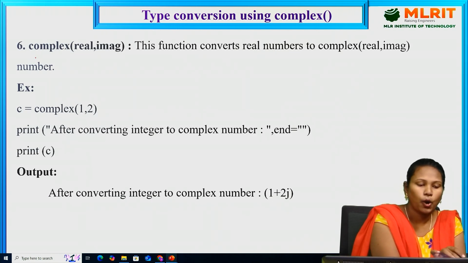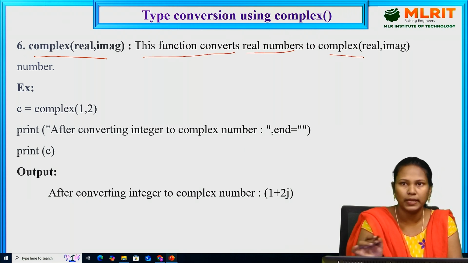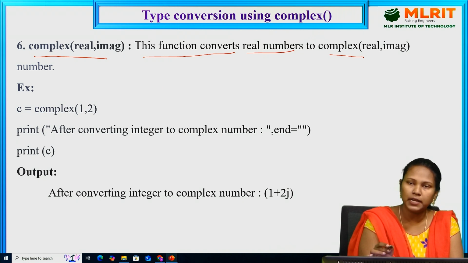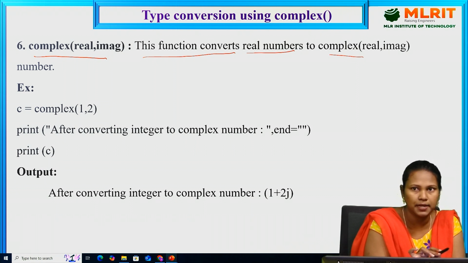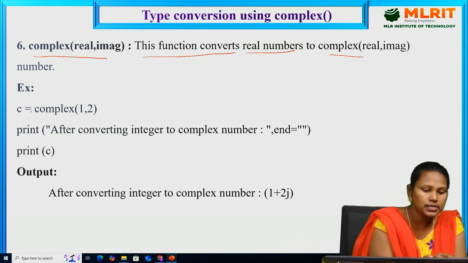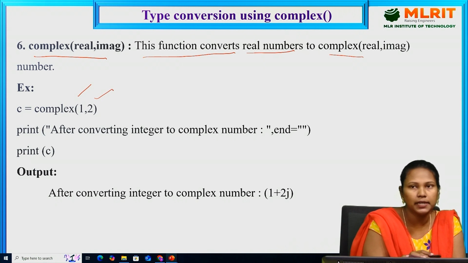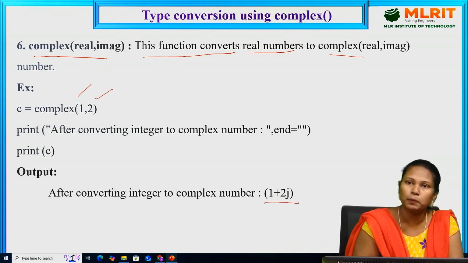Next one, complex. Here also we are performing type conversion. This function converts real numbers to complex. If you want to convert real numbers to complex, we use complex of real comma imaginary part. The first value it takes as real, the second it takes as imaginary. So C is equal to complex of 1, 2. 1 is taken as real and 2 is taken as imaginary. After converting it displays 1 plus 2j.